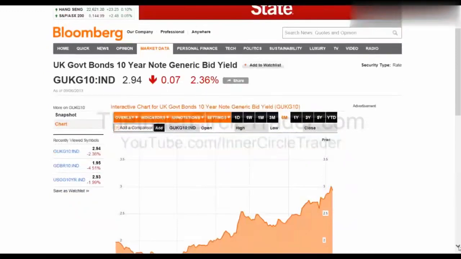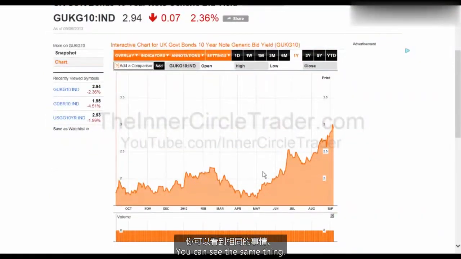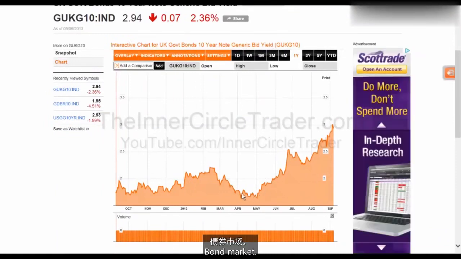And you can see here, change it to a year. You can see the same thing happening here, that the bond market's yield turns on a dime in that same April-May time period and starts rallying up.